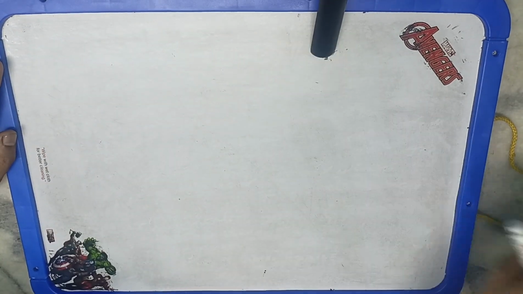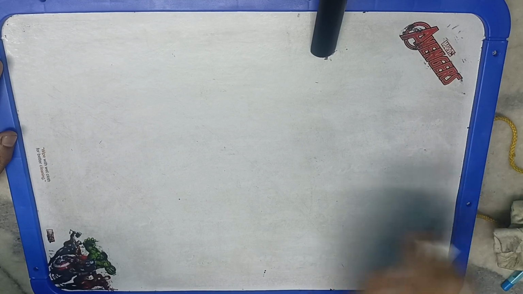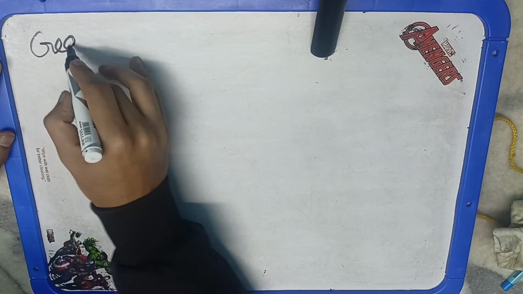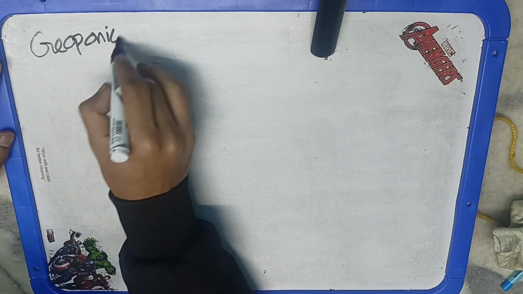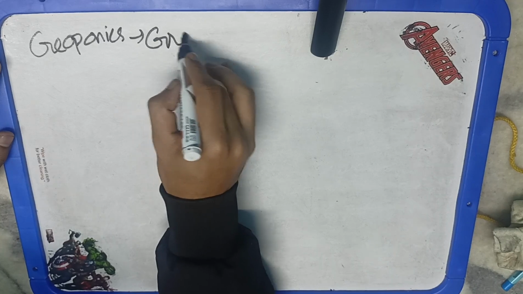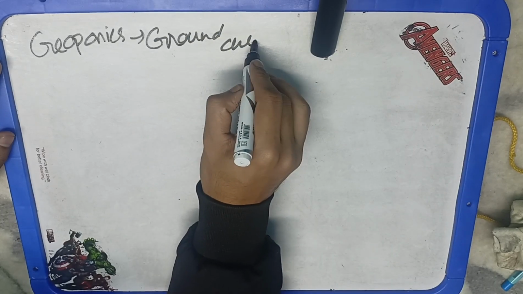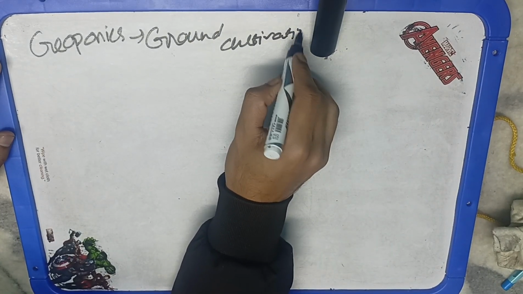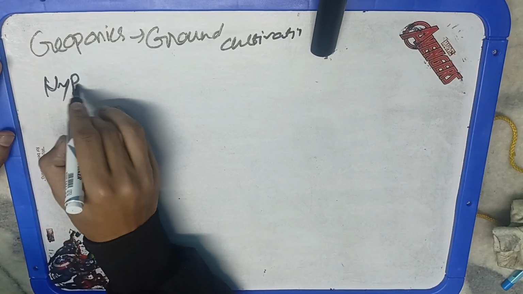Then there are some concepts related to agriculture, like geoponics. Geoponics is the art and science of cultivation of crops on the ground. So whatever we are cultivating in the ground is basically geoponics. Then there is hydroponics. Like geoponics is what we grow over the soil, similarly, whatever we are growing over the water is hydroponics.